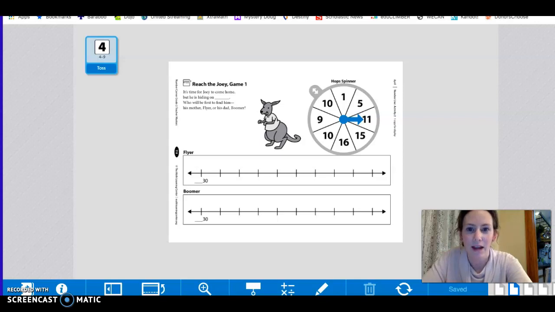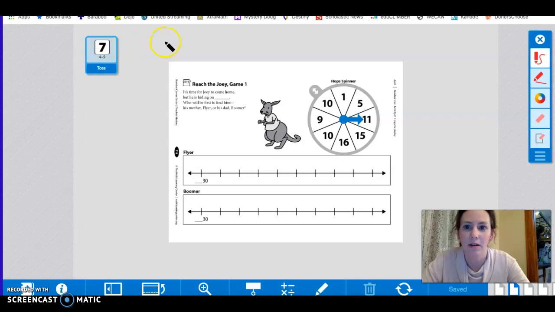So the first thing we have to do in order to get our game set up for Reach the Joey is we need to roll the dice that you see on my screen to get a three-digit number. That three-digit number will tell us where the Joey is hiding. So let me go ahead and toss. So our first number is going to be 7. And that 7 is going to go in the hundreds place.